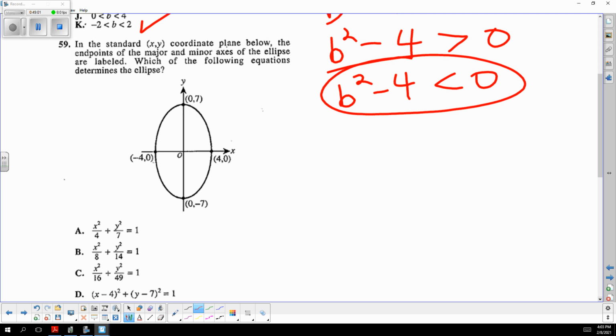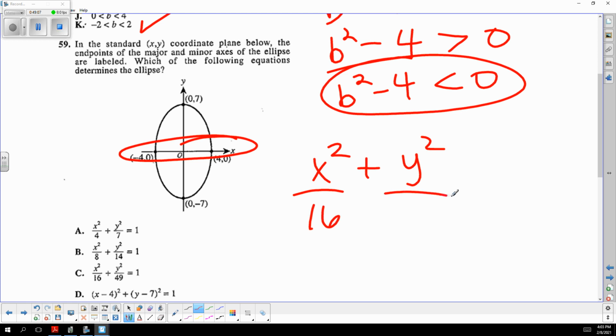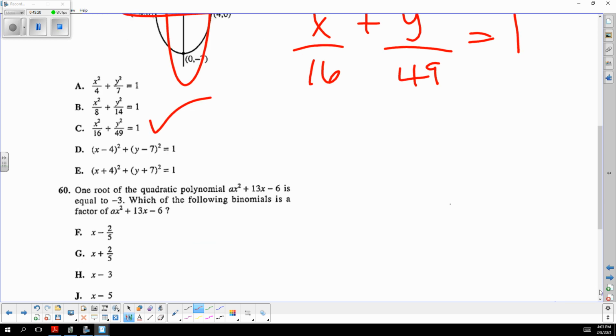Get used to studying ellipses. It's x squared over the x radius is 4 squared, and y squared over the y radius is 7. Bada bing, the answer is C. I'm going to start preparing more of those.